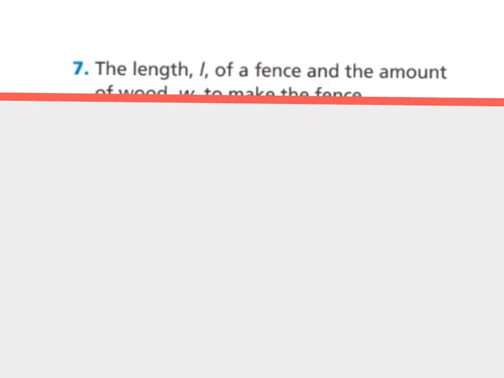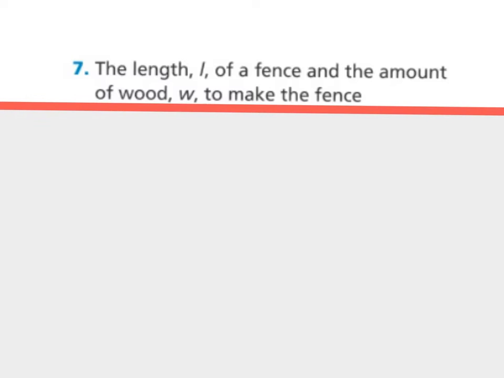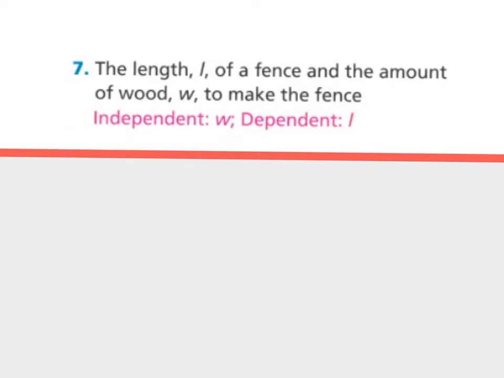Number 7, the length L of a fence and the amount of wood W to make the fence. Well, we're going to need wood first in order to make the fence. So independent would be the amount of wood, and dependent would be the length of the fence. And when they're doing these, I'm not a big fan of how they're doing these L's. Make it a cursive L so it doesn't look like a 1 would be a good choice. Technically you could do a capital L also, just they usually do lowercase letters for whatever reason.